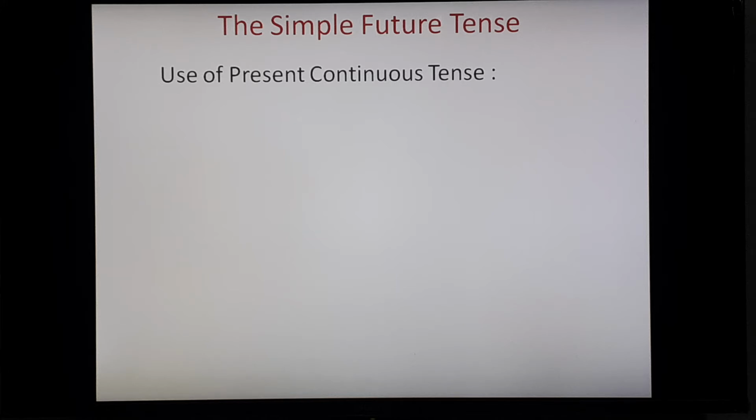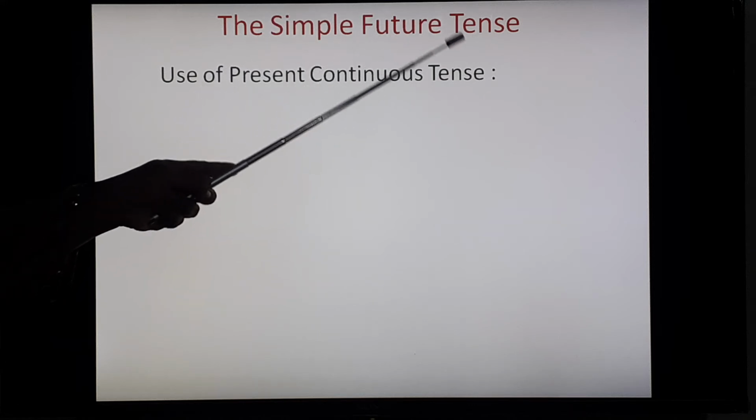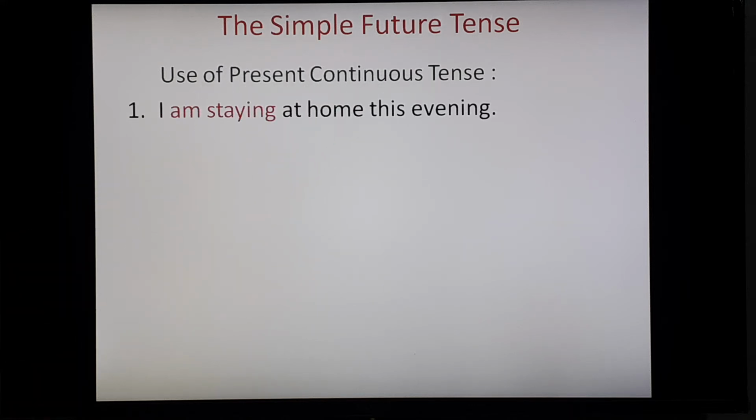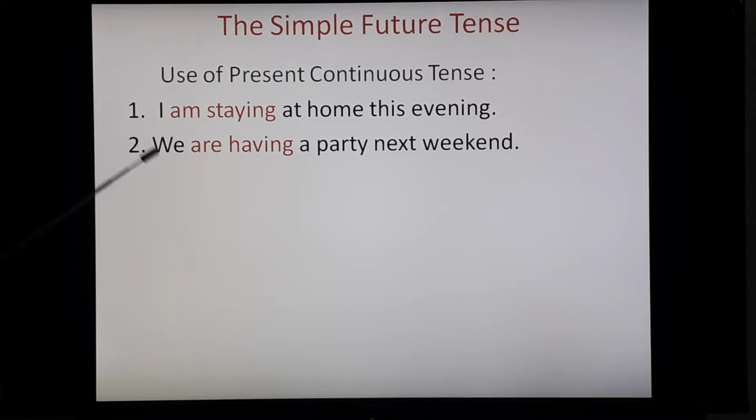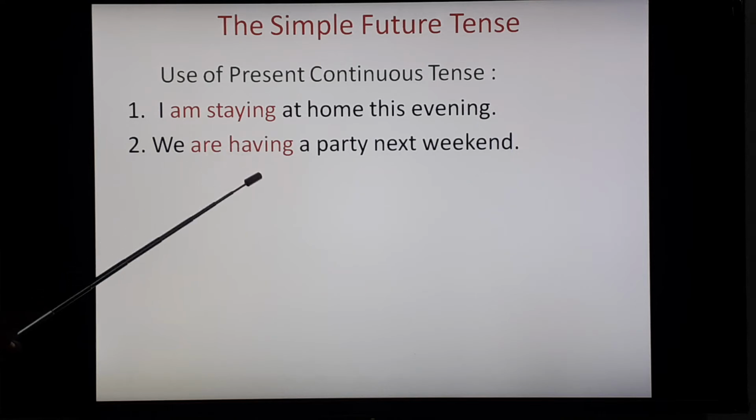Now let's see how to use present continuous tense to show simple future tense. I am staying at home this evening. So here am staying, this is present continuous tense which is used here to show simple future tense. We are having a party next weekend. So are having, this is present continuous tense which is used to show simple future tense.